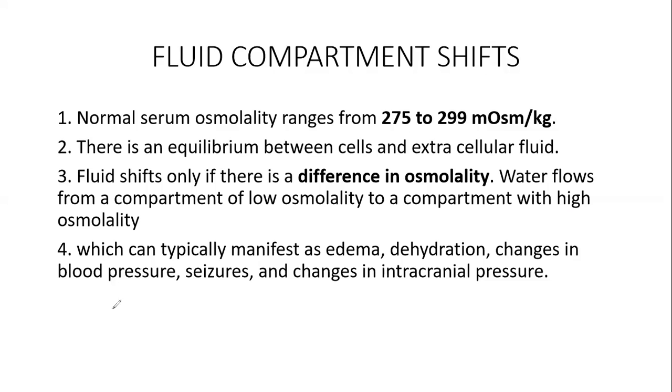Now, suppose you have a cell, and inside the cell you have an osmolarity of 299, right? There is an equilibrium among compartments. So if there is the osmolarity of 299 inside the cell, there is osmolarity of 299 outside the cell. There will be no fluid shift among compartment because there is an equilibrium.